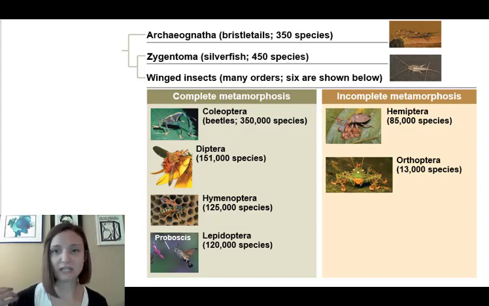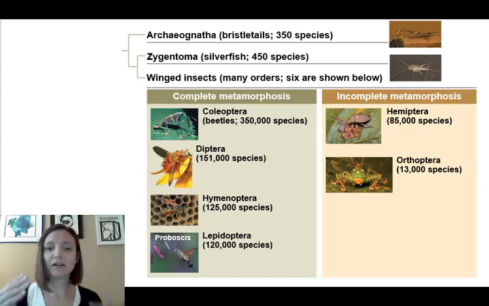Diptera, these are the flies and mosquitoes. They typically have 1 set of wings for flying, another set for balancing, and their mouth parts are adapted for piercing into something and then sucking out. Like a mosquito is going to pierce into our skin and then suck out our blood, right?